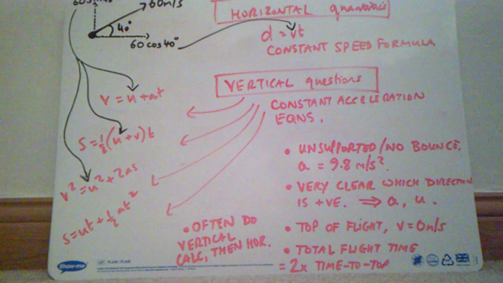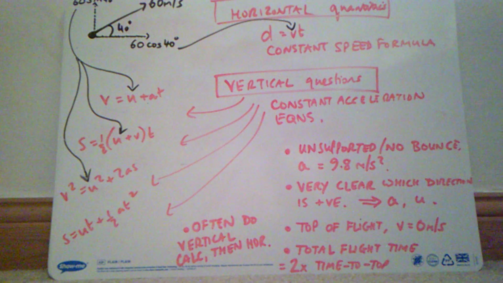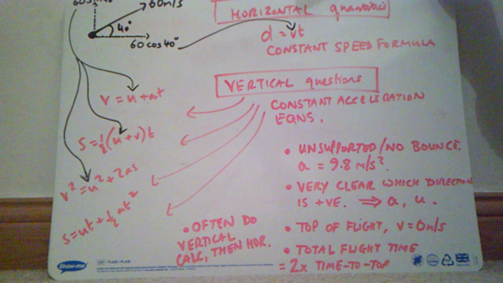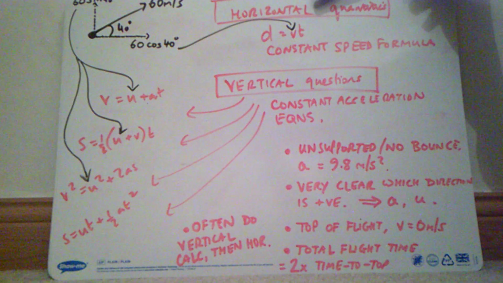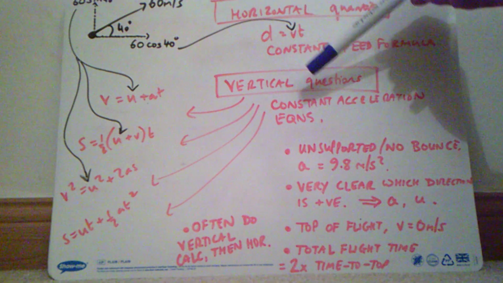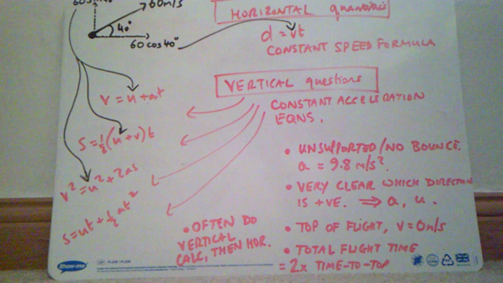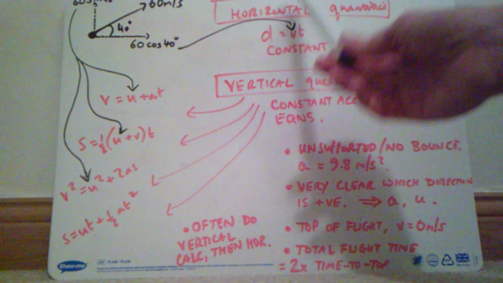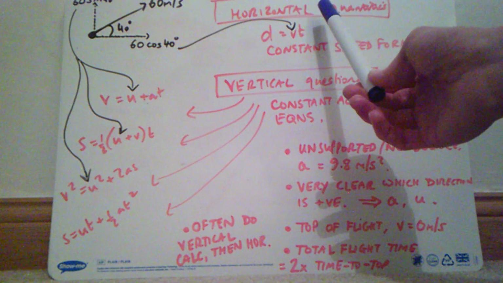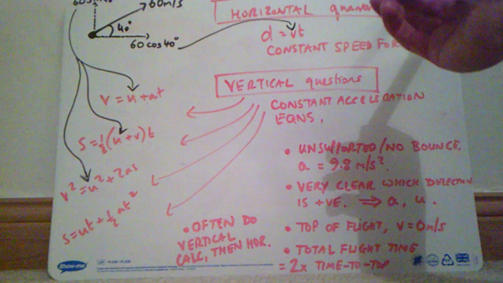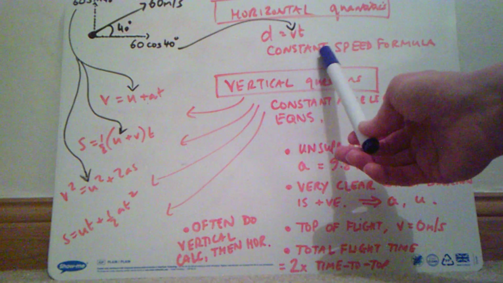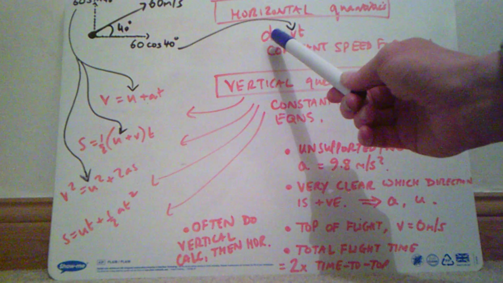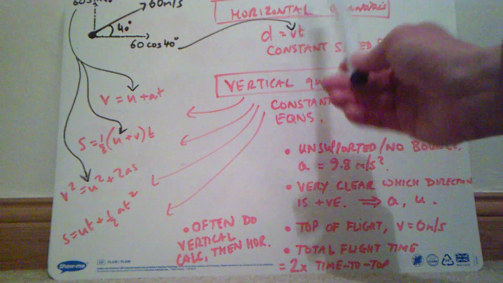So, when you're asked to calculate stuff about the flight of a projectile, you need to be sure whether the question is asking you about some kind of horizontal quantity or some sort of vertical quantity. If it's asking you for horizontal range, for example, or even just range, you have to realize that's a horizontal thing. Horizontally, because there are no forces acting and it goes at a steady speed, we can only use the constant speed formula: distance equals speed times time, or s equals ut if you like.